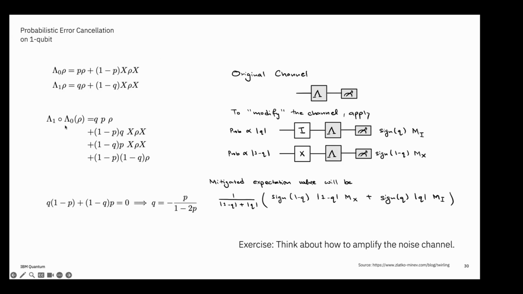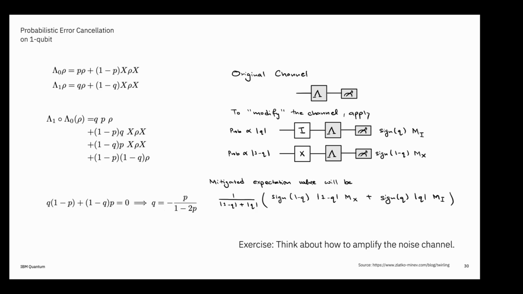So if I was to compose lambda 1 with lambda 0, you will see that in order to get the x terms to be 0, I would need q to be minus p over 1 minus 2p. If p is a positive number, then q is not. So how do we exactly implement lambda 1 if it's not a physical channel?